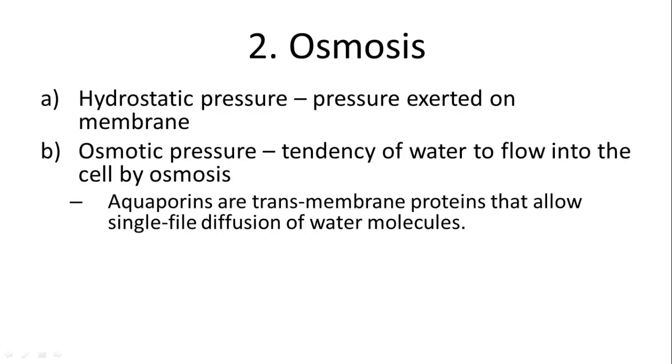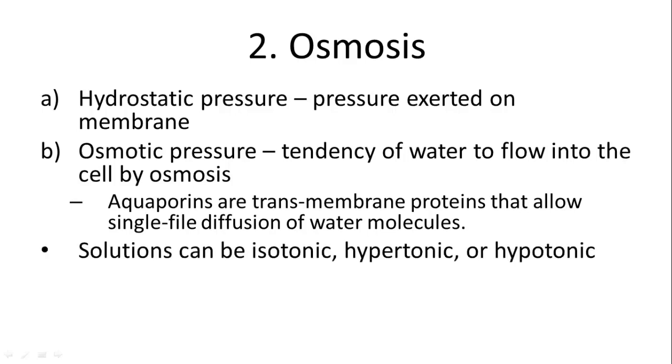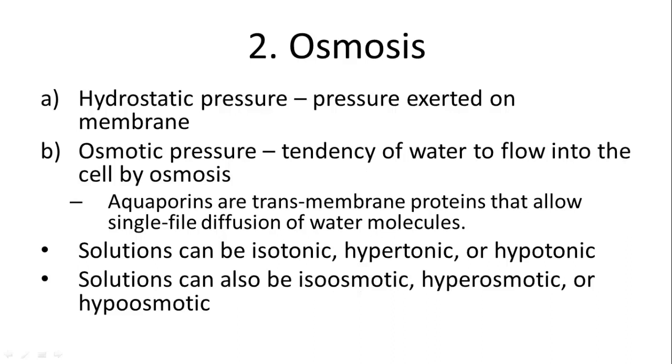So solutions can be isotonic, hypertonic, and hypotonic. That is referring to how much of a substance is in two relative solutions, two solutions that are next to each other and are only separated by a semi-permeable membrane. The opposite to these terms is osmotic, okay? And this is referring to the water concentration.